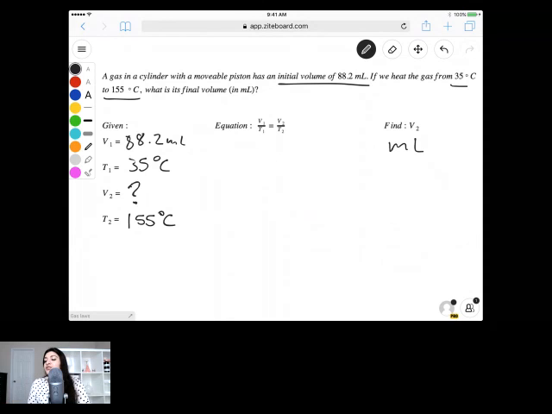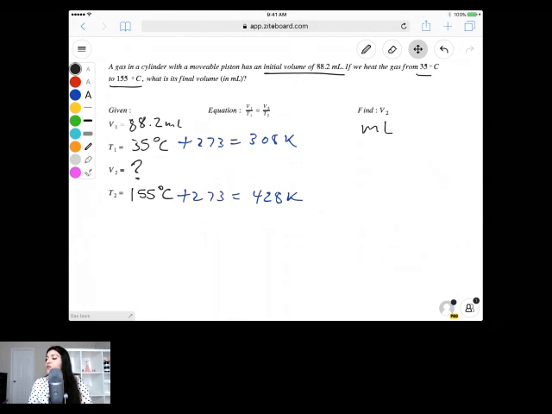Let's go ahead and first just start off with converting our temperature to Kelvin. So I'm going to add 273, and go from there. This gives us 308 Kelvin. Now it's in the proper unit. And I'll convert the other one as well. So 155 plus 273 will give us 428 Kelvin.